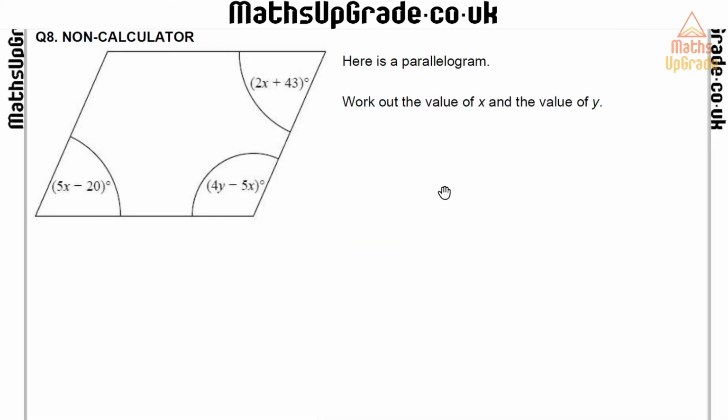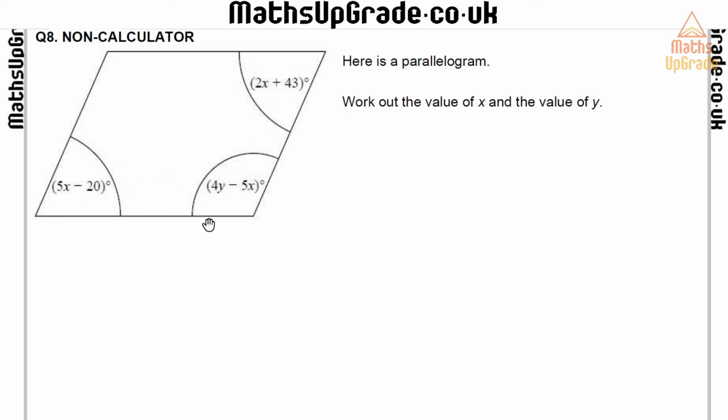Okay, question 8 is a 5-mark question, and it actually involves forming and solving equations along with angle facts. So there's a parallelogram there, and we're asked to work out the value of x and the value of y. We're not given the lengths of any sides. All we're given are some angles, and we're given those in algebraic form. So some of them are represented by unknowns.